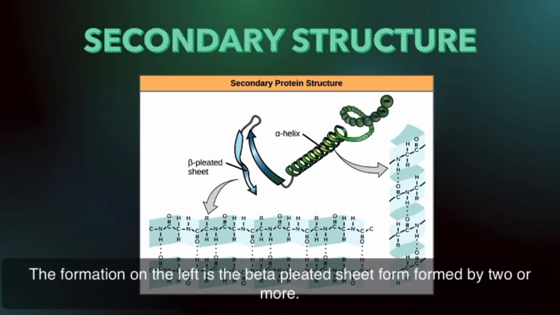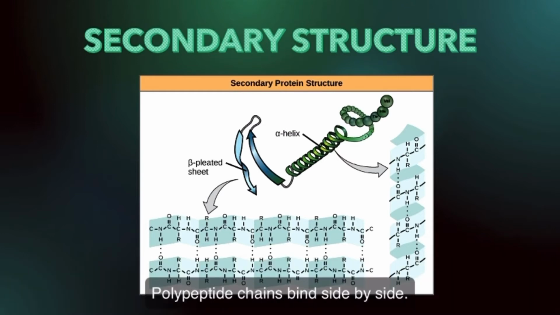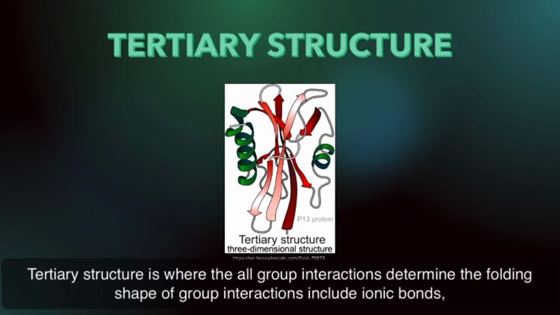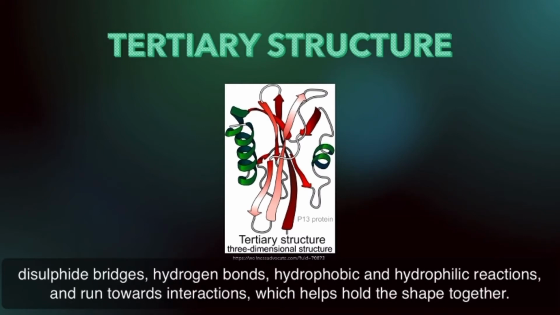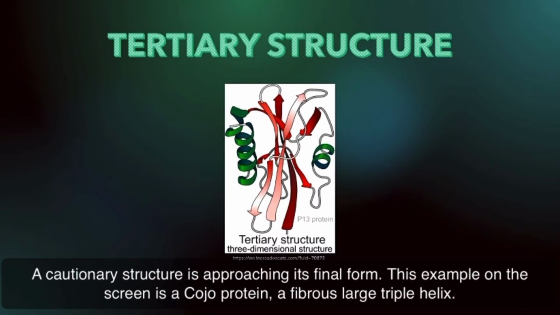The formation on the left is the beta pleated sheet, formed by 2 or more polypeptide chains lying side by side. The tertiary structure is where the R group interactions determine the folding shape. R group interactions include ionic bonds, disulfide bridges, hydrogen bonds, hydrophobic and hydrophilic reactions, and van der Waals interactions, which help hold the shape together.